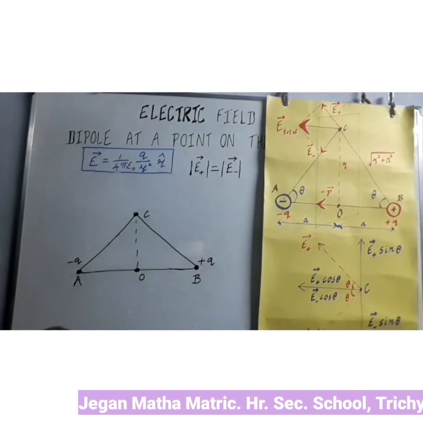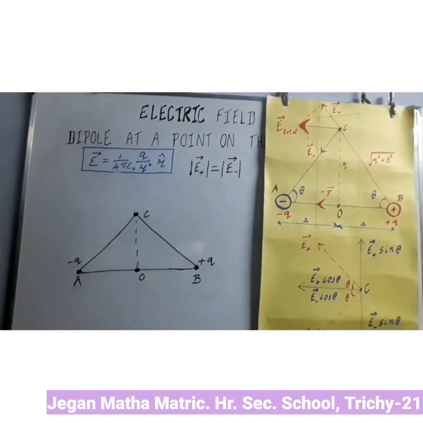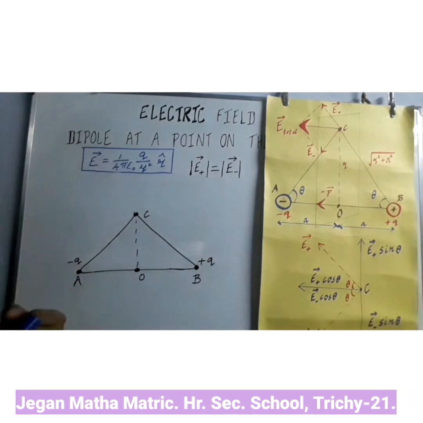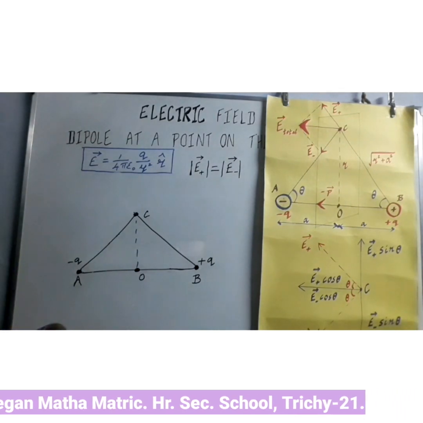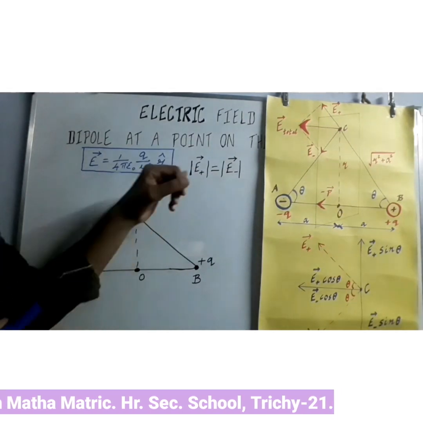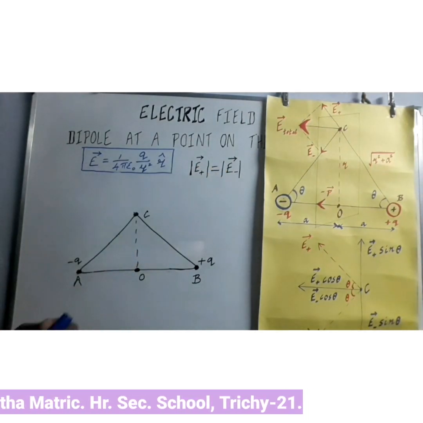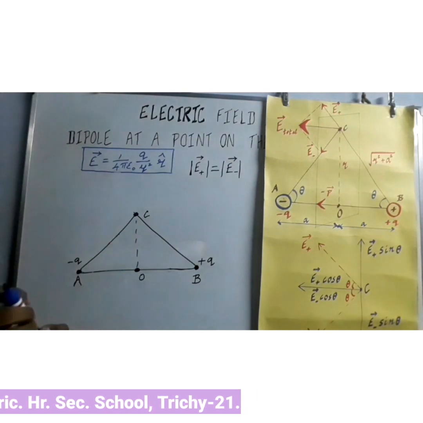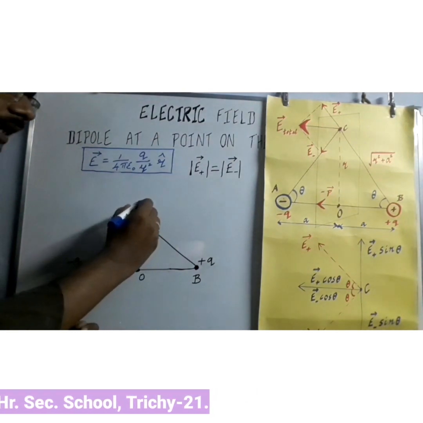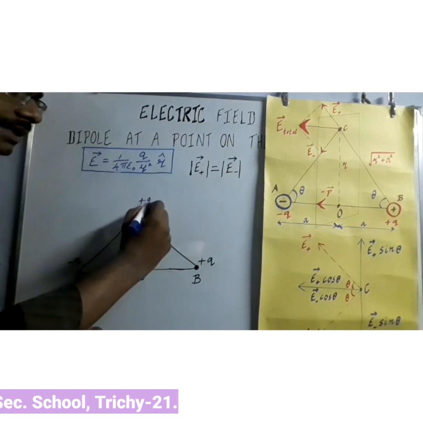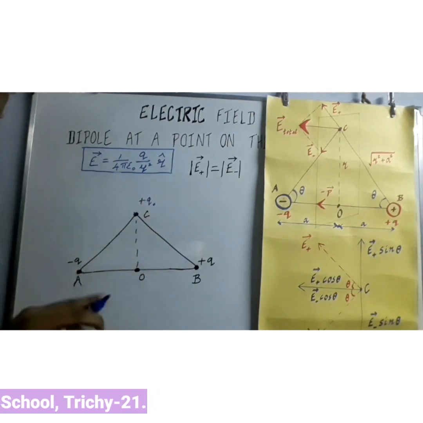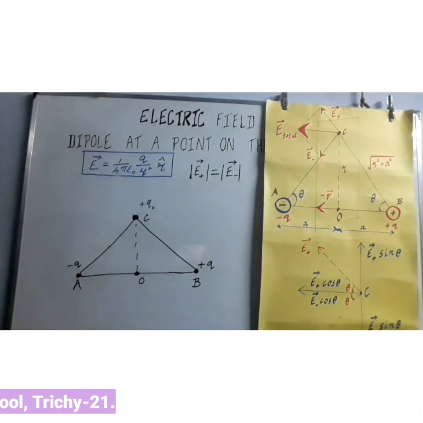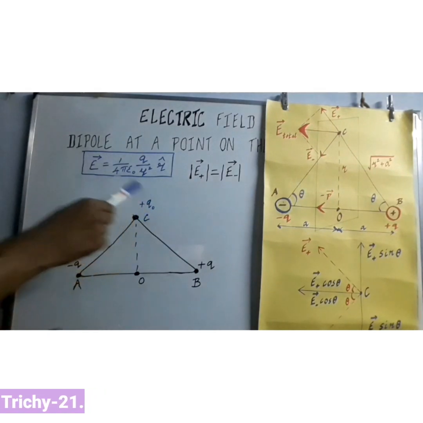We know that electric field is a vector quantity. Vector quantities have two things. One is magnitude and another one is direction. We have found the magnitude of the two electric fields already. Now we are going to find the direction of the two electric fields. To find the direction of the electric fields, we are going to place the test charge in the point C. Let us assume that test charge is a positive charge.